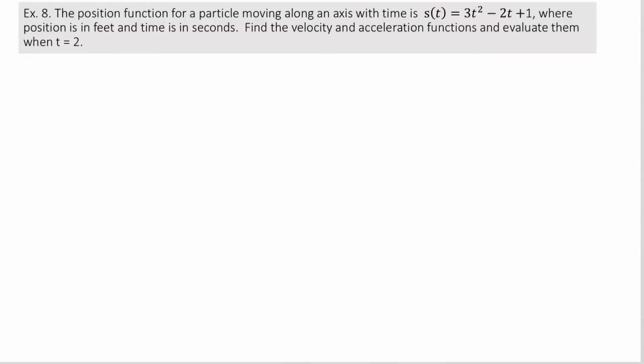So let's do a couple application problems here. The position function for a particle moving along an axis with time is s of t, where position is in feet, time is in seconds. Find the velocity and the acceleration functions. So this velocity function is s prime of t. The acceleration function is s double prime of t. And evaluate them when t is equal to 2. All right, so let's go ahead and find s prime of t first.